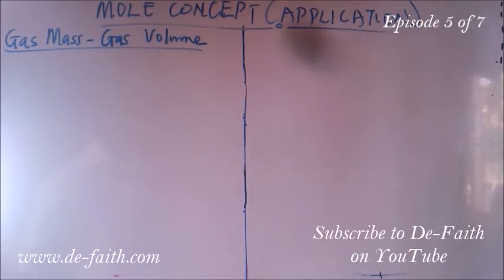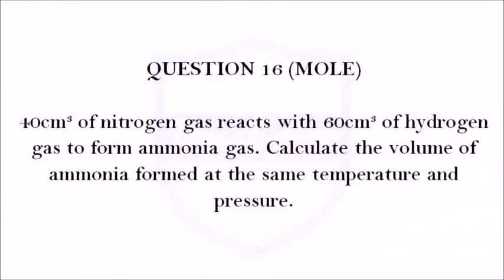Alright, so next we'll look at gas mass, gas volume calculations. Now in this case, we are considering gases, no longer considering solids. And so we have a question such as 40 cm cubed of nitrogen gas reacts with 60 cm cubed of hydrogen gas to form ammonia gas. Calculate the volume of unused and the volume of ammonia formed at the same temperature and pressure.